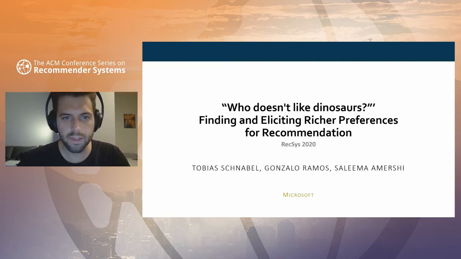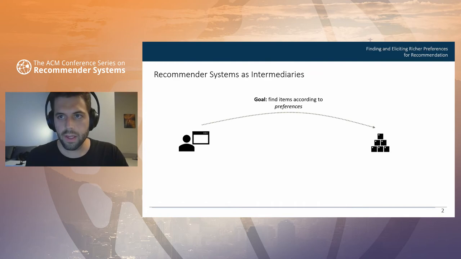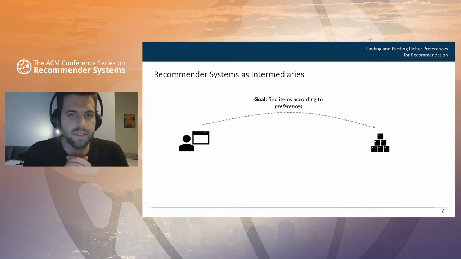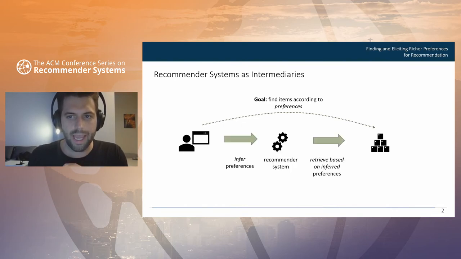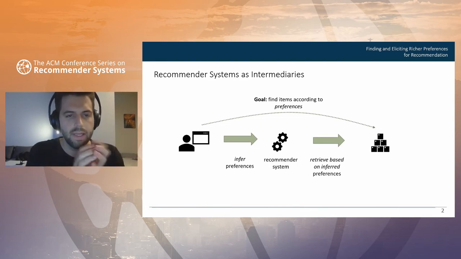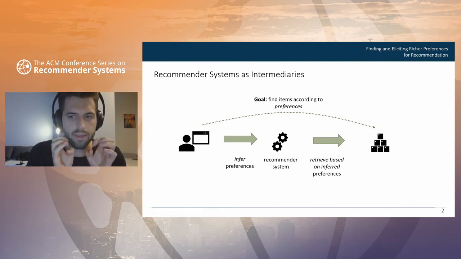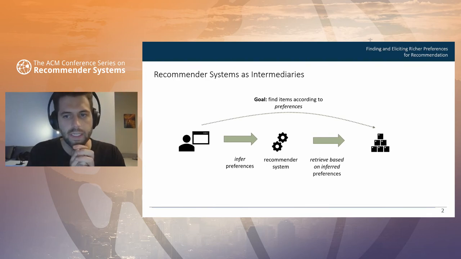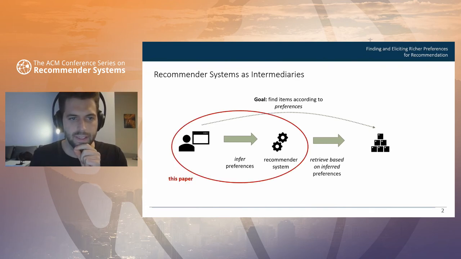This is joint work with Gonzalo Ramos and Saleema, also from Microsoft. The main goal of recommender systems is to connect people to the information and items they want. In this picture, recommender systems essentially act as intermediaries, inferring people's preferences and then retrieving items based on those. For this to work, it is crucial that the recommender system understands preferences correctly, and if not, can be corrected. So in this paper, we focus on the design space of preference elicitation methods that can be used to inform the recommender system.